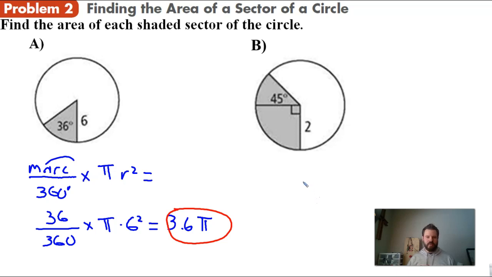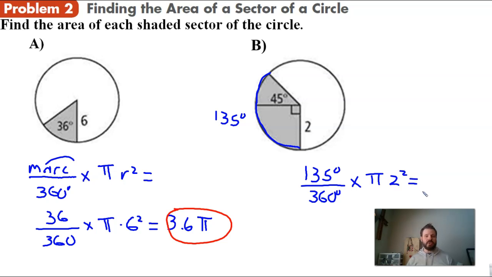Right, let's go through part B here. We need our arc measure, which in this case for the shaded part is 45 plus a 90. Okay, this entire arc will be these two chunks added together, 45 plus 90, that's going to give us 135 degrees. Okay, so my arc measure will be 135, okay, divided by the whole circle, 360. That's how much of the circle we're looking at. And then times pi r squared, so times pi times 2 squared.